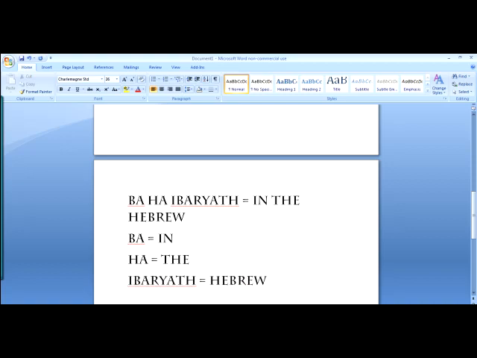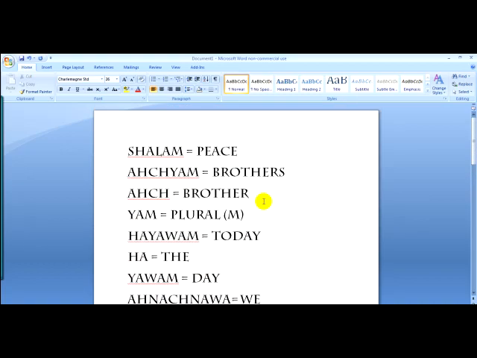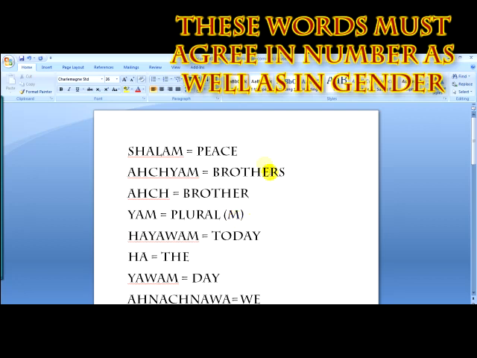Alright, that's the way you say the word Hebrew. Now let's go back up here. It says Shalom, which means peace, akyum, brothers. The word ak is brother, and the word yum makes it plural masculine. That's why I put the S here. Now, since we're dealing with more than one person, we have to make all these words in the sentence match who we're speaking to. If we were speaking to just one brother, you would just say shalom ak. You wouldn't use the yum at the end.